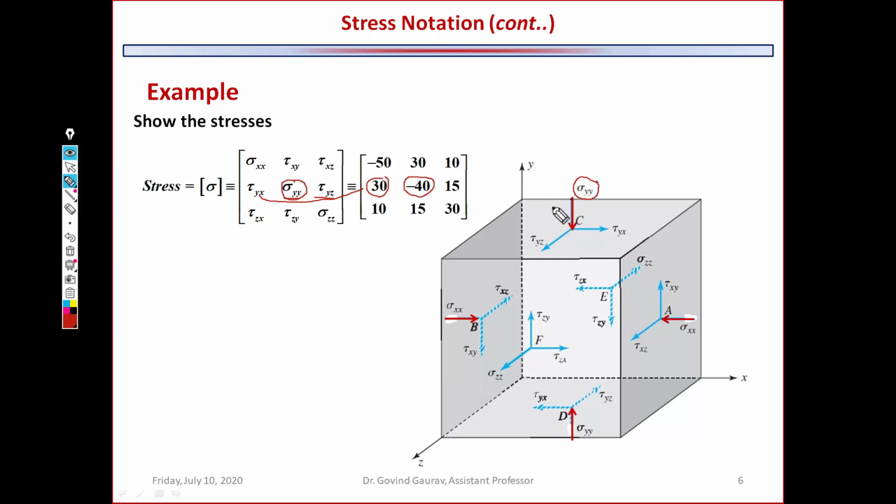That is why it is given with a negative value. Instead of this, if the value is positive, if instead of minus 40 I give it a value of 40, then sigma yy would be acting in the opposite direction. It will be acting in this direction. Then it will be termed as the positive direction of the normal stress.